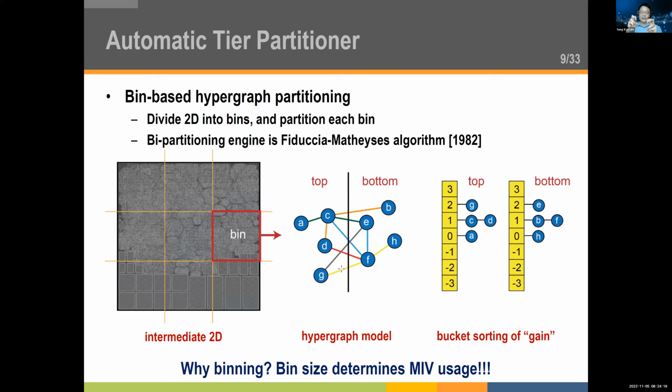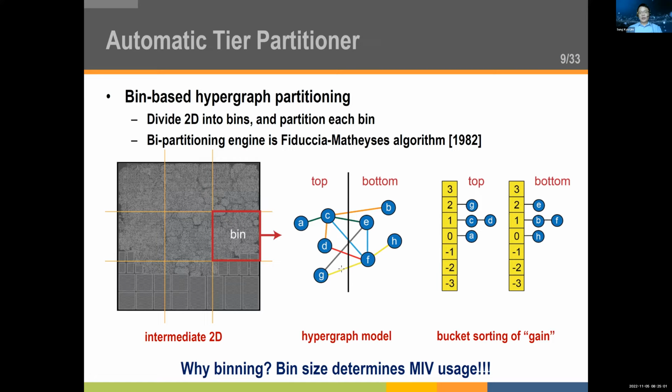Then a side benefit that we saw was that the size of the bin was a very natural way to control how many connections you will have between the two tiers. Let's say I want 1,000 connections between the two tiers, or 10,000, or what if I want 5,000 connections between the two tiers? How do you do tier partitioning so that you hit the target connection count? You do it indirectly by changing the size of the bin.